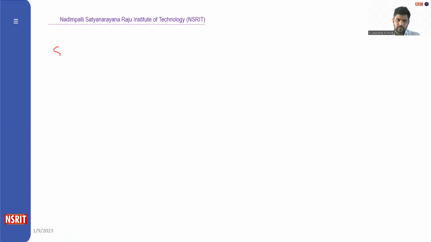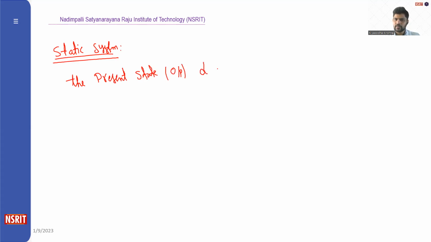The first system we look at is the static system. A static system means the present output depends only on the present input. So what is the static system definition? The present output depends only on the present input.